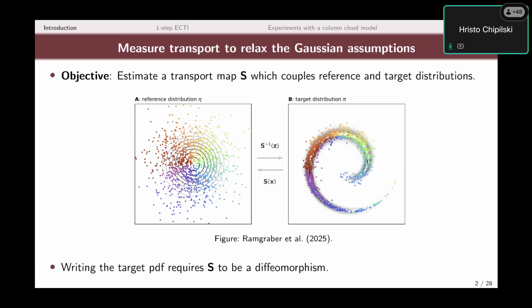This is a nice schematic that recently came out of a tutorial by Max Ramgraba, where it illustrates the computational effort involved in measure transport, which is to find a transport map S, which couples together these two distributions, a reference and a target. And once we have the transport map, it's really nice as we can sample from the reference Gaussian here, and we can push forward these samples to sample from the more complex target. And so it really represents a convenient way to generalize the Kalman filter assumptions of Gaussianity.